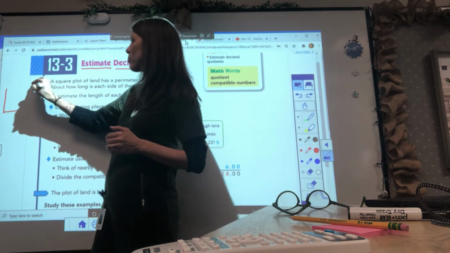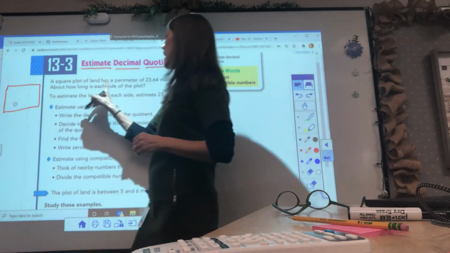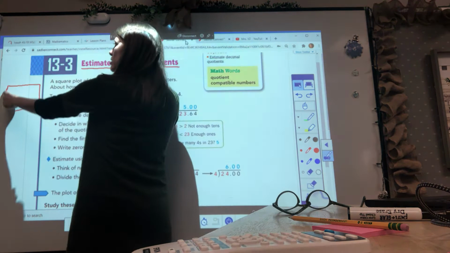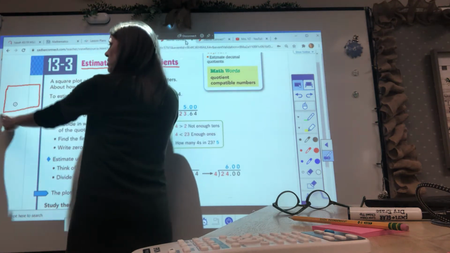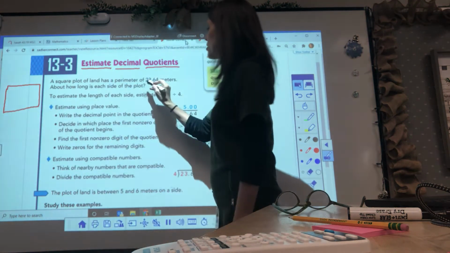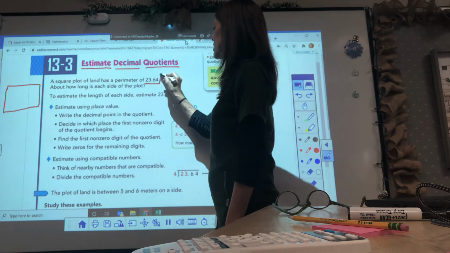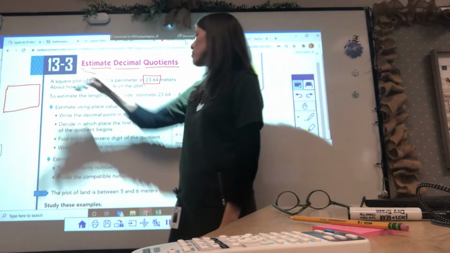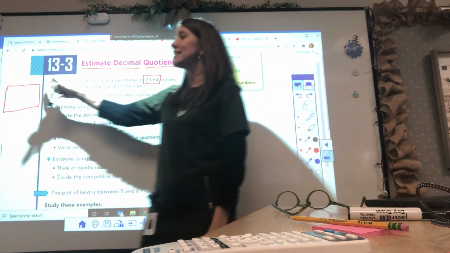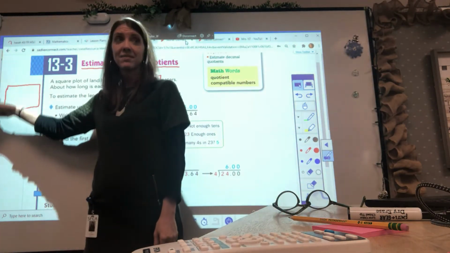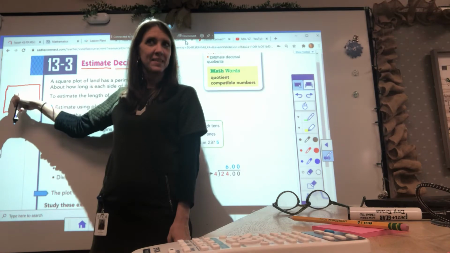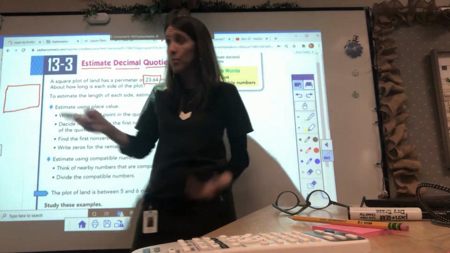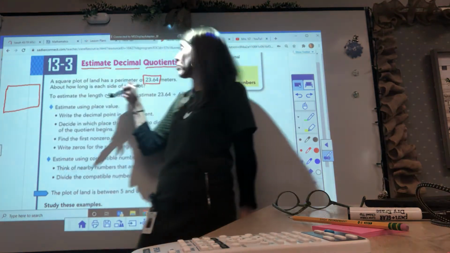A square plot of land has a perimeter. What does perimeter mean? This plus this plus this plus this. The perimeter is this many meters, 23.64. So if the perimeter is 23.64, how long is each side? It's giving you all four sides together, right? That's what perimeter means. Perimeter means all four sides added up equal this.